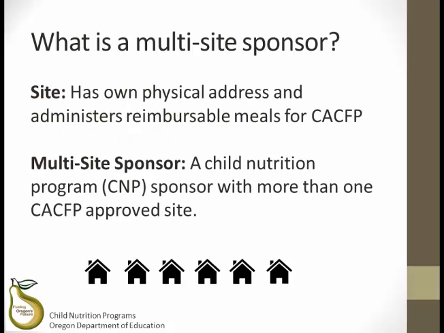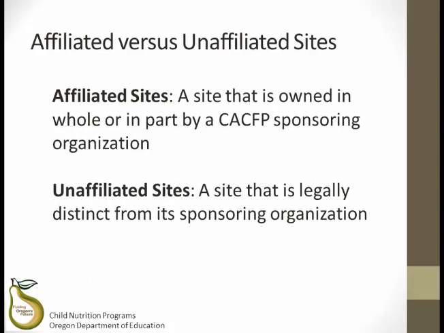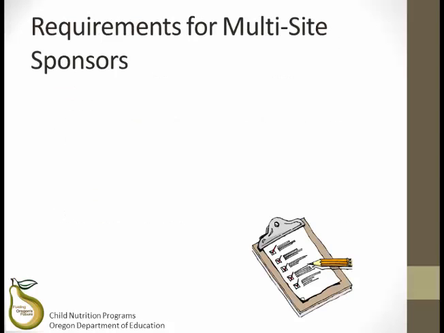A site is a place that has its own physical address and administers reimbursable meals for CACFP. Therefore, a multi-site sponsor is a child nutrition program sponsor that has more than one CACFP approved site. Sites can be either affiliated or unaffiliated. An affiliated site is a site that is owned in whole or in part by a CACFP sponsoring organization, meaning that it is a legal entity of the sponsor, while an unaffiliated site is a site that is legally distinct from its sponsoring organization. As a multi-site sponsor, there will be additional requirements beyond the ones that single-site sponsors have.